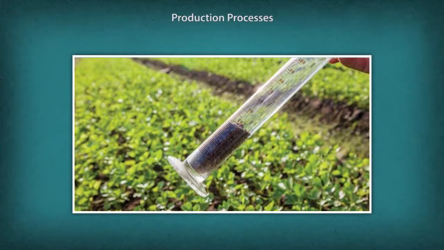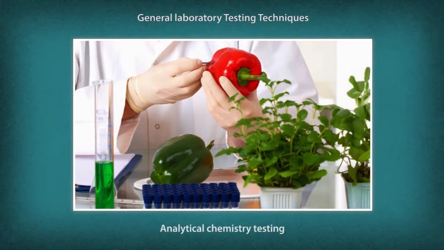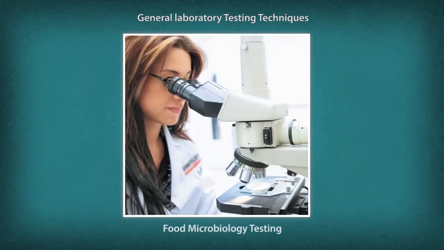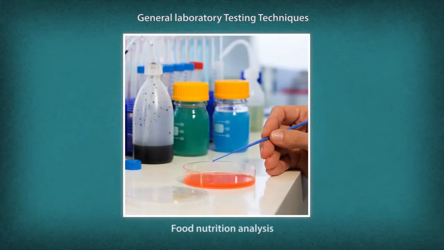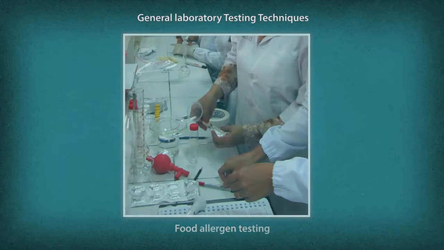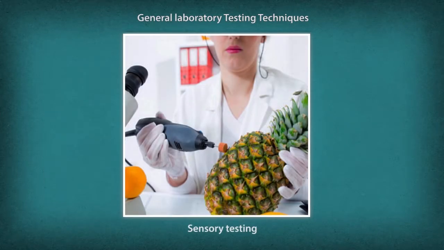Production processes. Laboratory testing is a very important process which relies on scientific analysis to identify problems with food products. General laboratory testing of a manufacturer's product may include the following techniques: analytical chemistry testing, food microbiology testing, food nutrition analysis, food allergen testing, sensory testing.